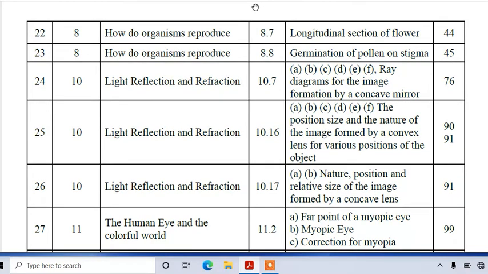Next, from chapter number 8, how do organisms reproduce? You have to practice that flower diagram. Figure number 8.1, longitudinal section of flower. This diagram is also asked for 3 marks. So practice the diagram.